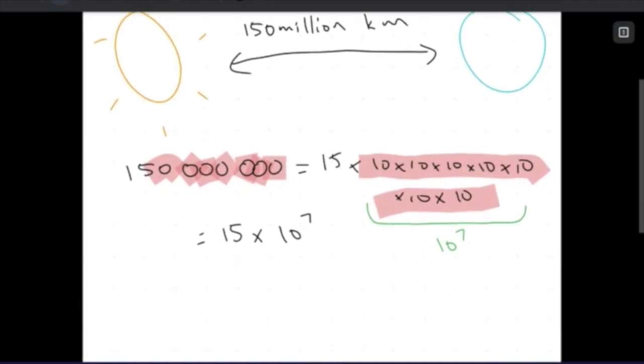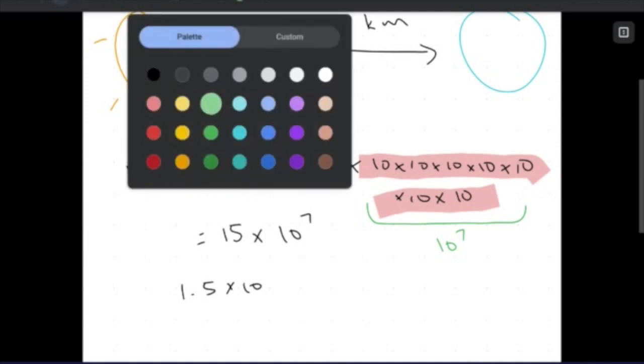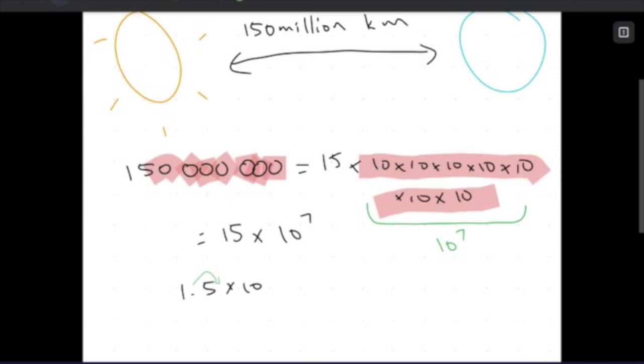Because the 10 would just shift. So let me do a little aside here. 1.5 times 10. The 10 would just shift my decimal place along to here, and I would get 15. So I can take this one step further and write that this is the same as saying 1.5 times 10 to the power of 8. Does that make sense? I've just added another 10 that I'm multiplying.